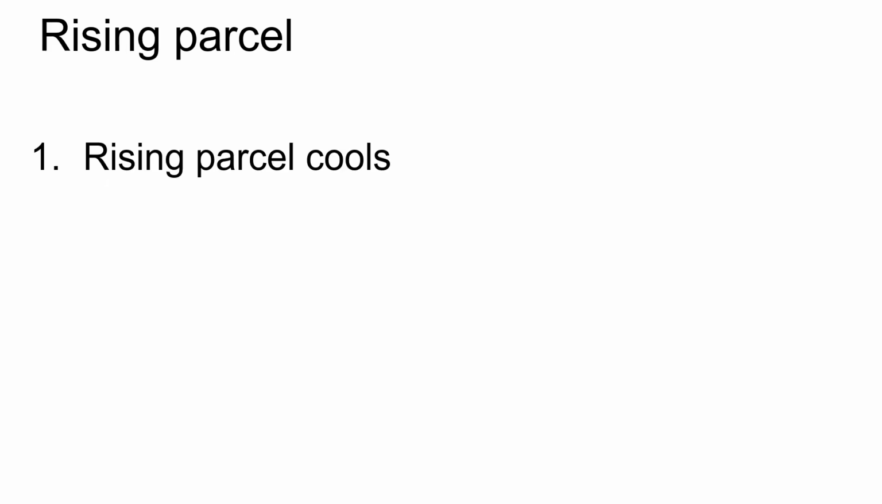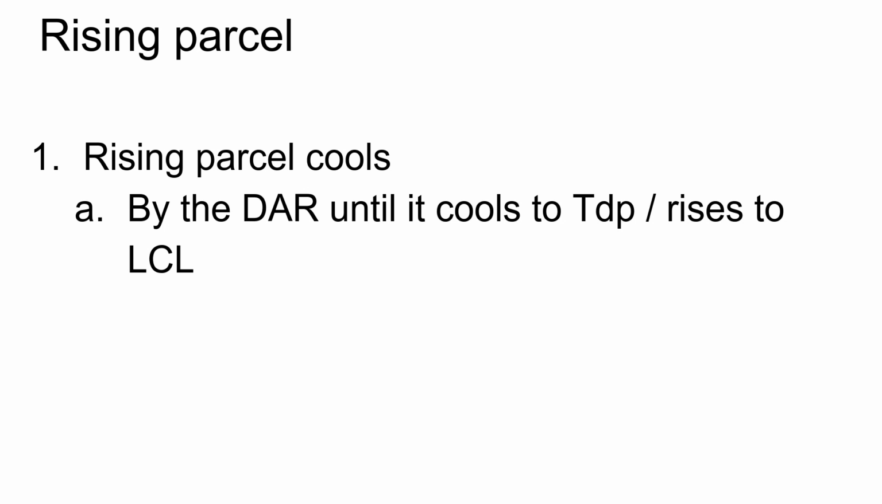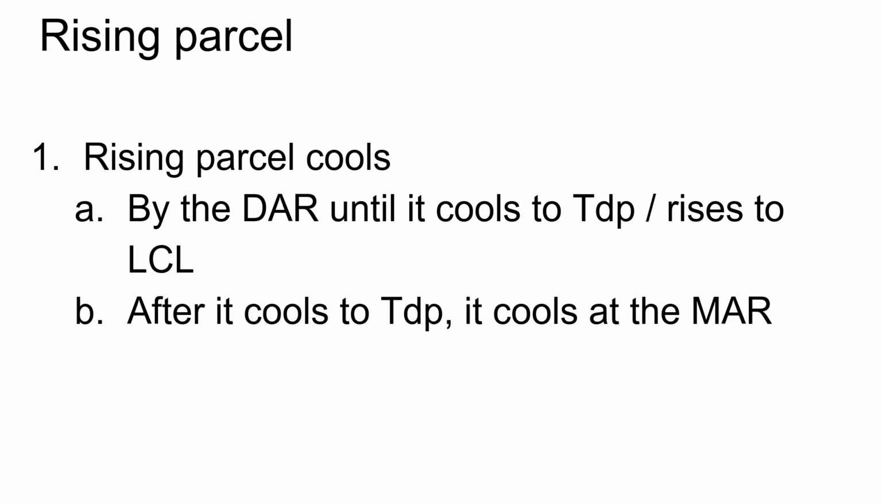If you have a rising parcel, it is going to cool by the dry adiabatic rate until it cools to dew point temperature, and rises to the lifting condensation level. The lifting condensation level is the altitude at which it cools to the dew point temperature. After it cools to dew point temperature, it's going to cool at the moist adiabatic rate of 6 degrees per kilometer.